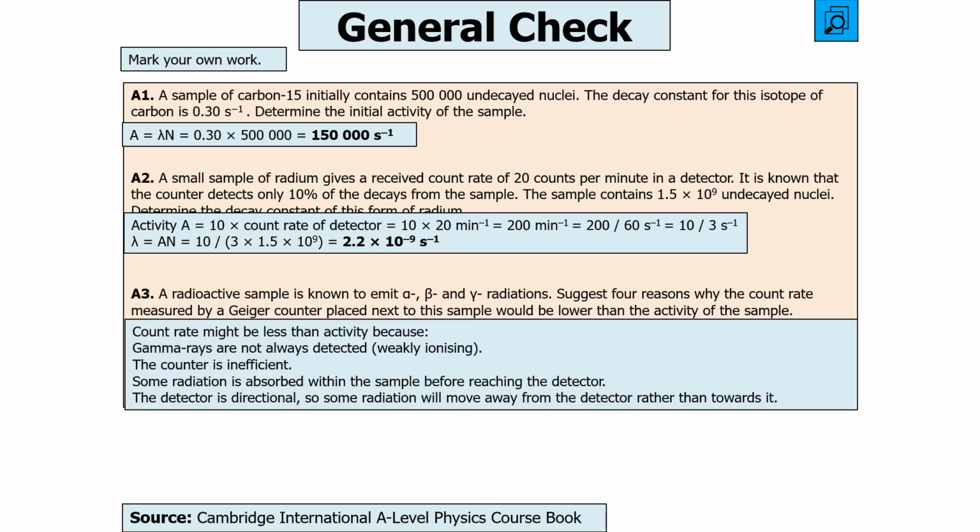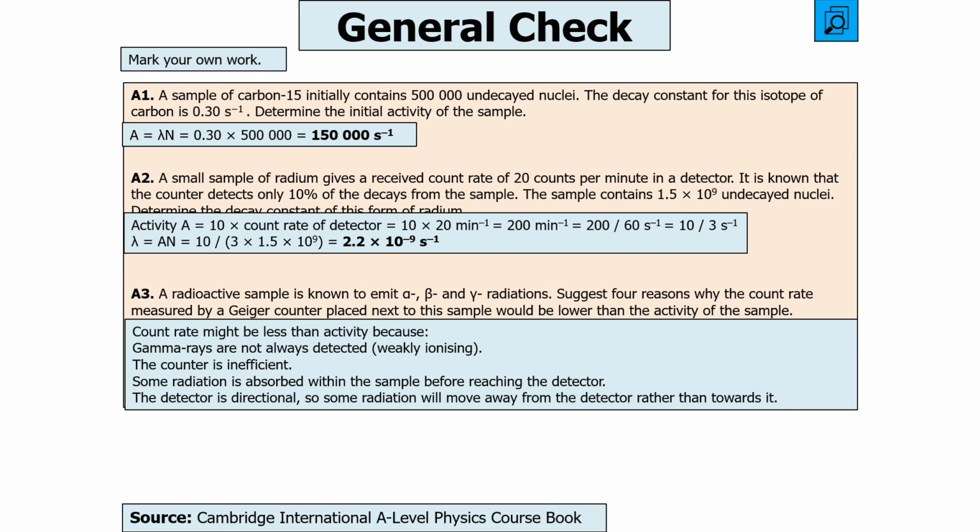Now the activity is always higher than the count rate because gamma rays are not always detected because they're very weakly ionizing. The counter will always have some inefficiencies. Some radiation will be absorbed within the sample before it actually gets out and reaches the detector, and the detector is directional, so some radiation will move away from the detector rather than towards it because it won't completely surround the source.